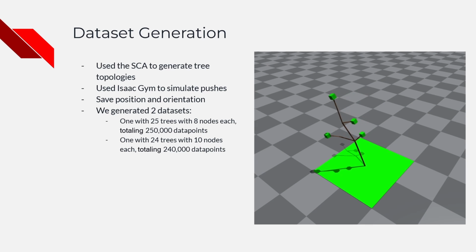Since collecting a large data set from real trees was deemed too costly, we instead aimed to generate a synthetic data set in simulation. To do so, we first utilized the space colonization algorithm to generate tree topologies in the form of tree points connected through branch sections. We imported the generated tree topologies into the physics-based simulation environment ISAAC-GYM.